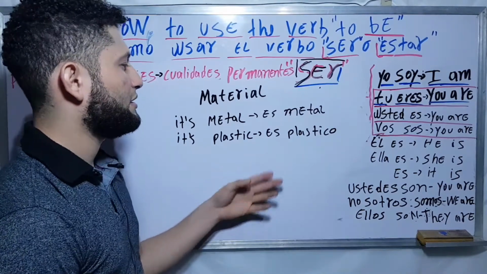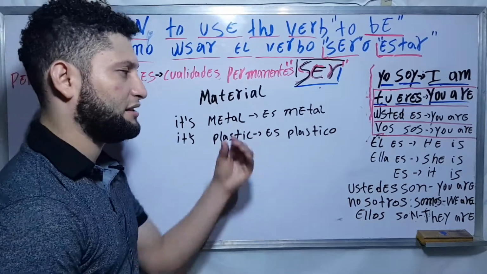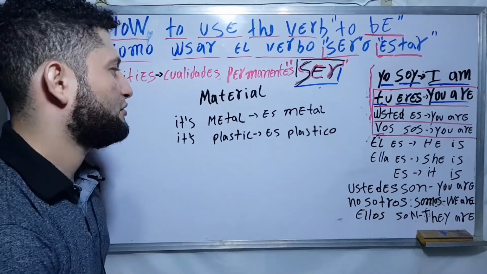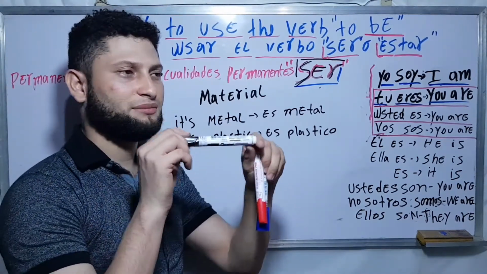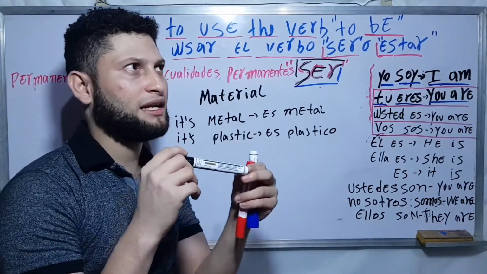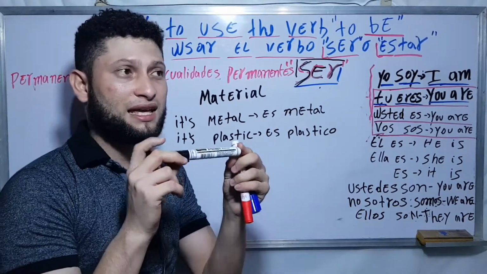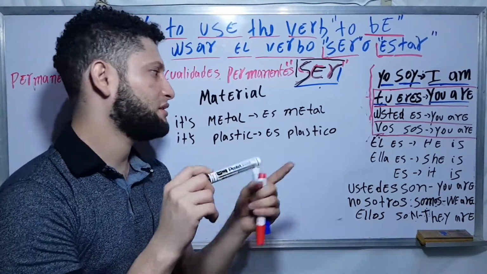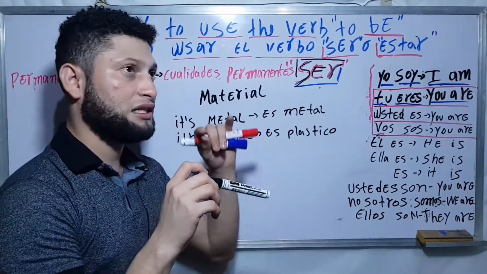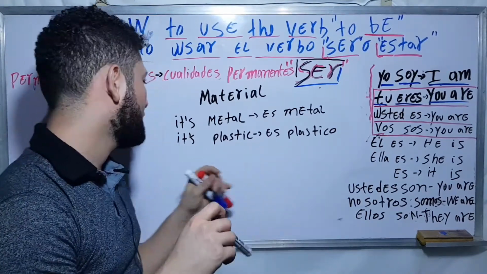Once again, as I said previously, with contraction in the same translation, it's metal, es metal, it's plastic, es plástico. It's just an example, because you don't know what I am speaking about. So maybe the marker is made of plastic, you can say it like that. In Spanish it's like this: el marcador está hecho de plástico. Do you know the conjugation? The marker is made.